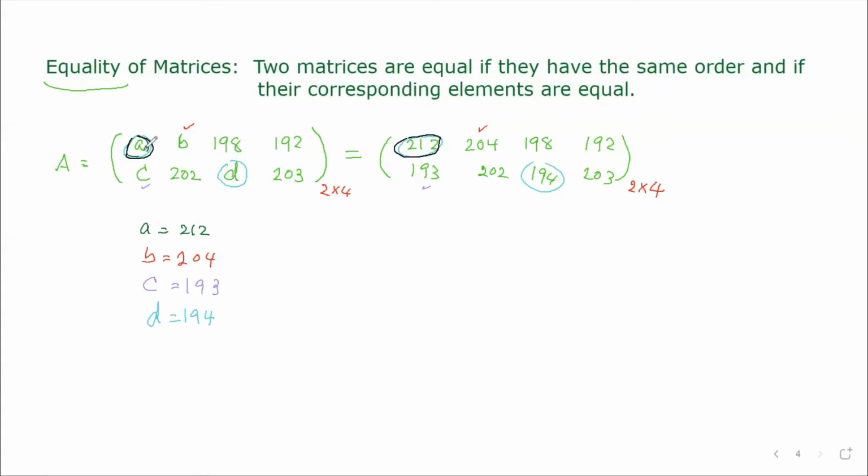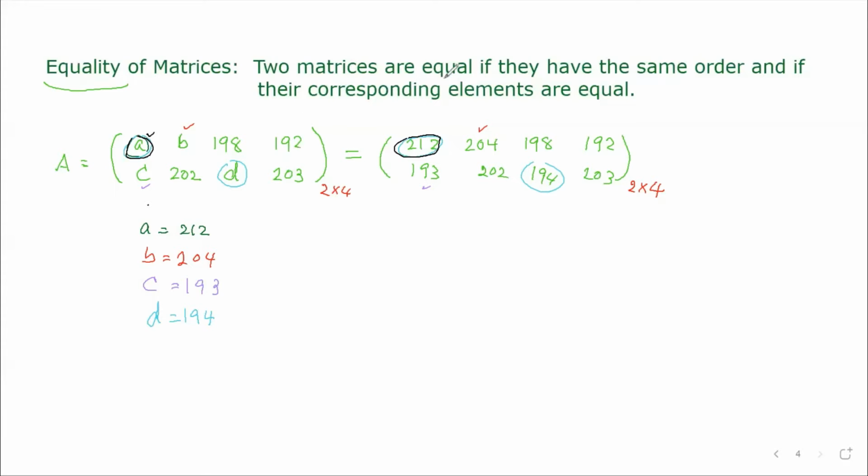They must be in the same position. Like this one, for position A, we read it as first row, first column. So A equals 212, and the rest are read the same way.